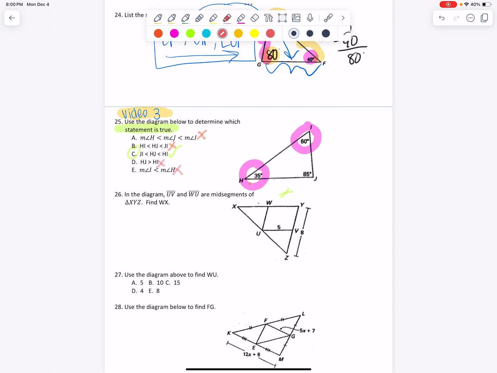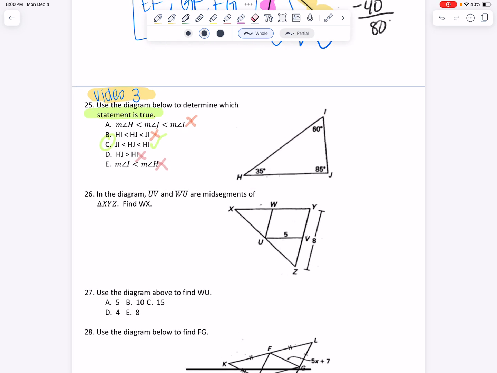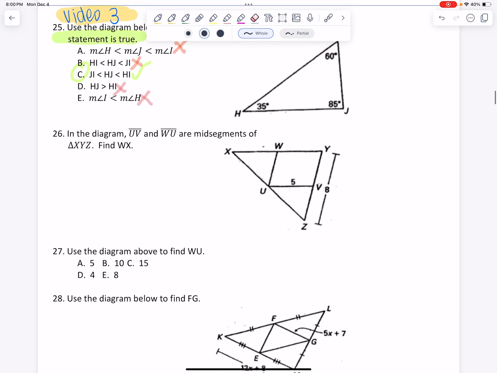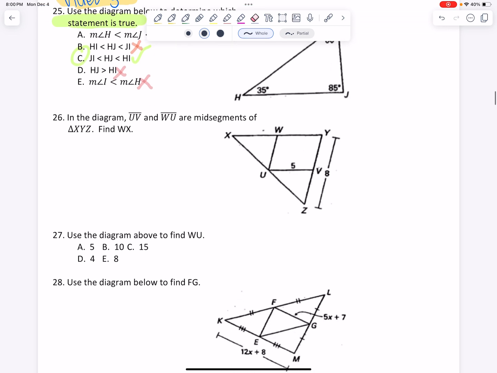So again, that's probably one of the trickiest questions we've had on here so far, because not only are you looking for which statement is true, you're having to make comparisons for every single letter choice.